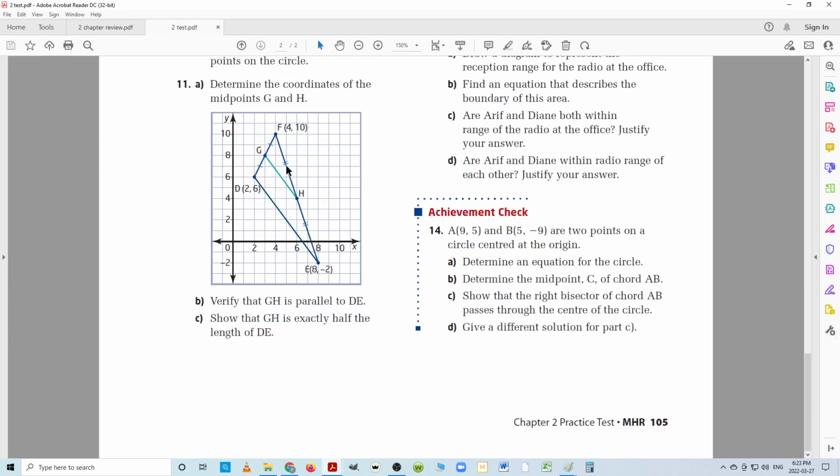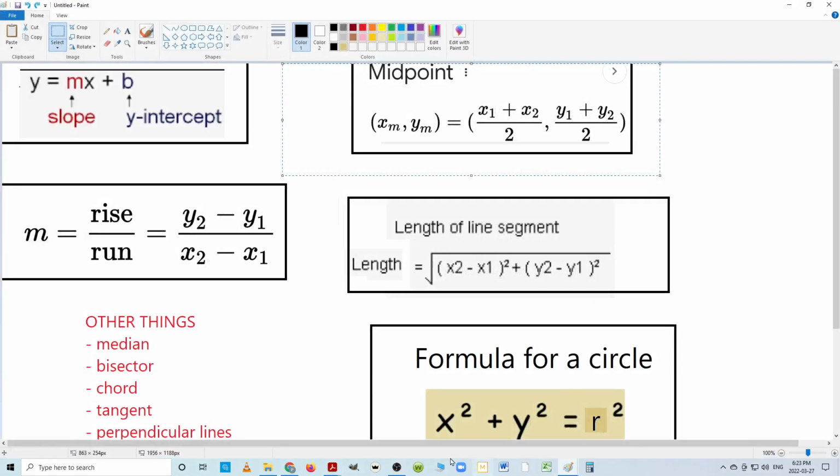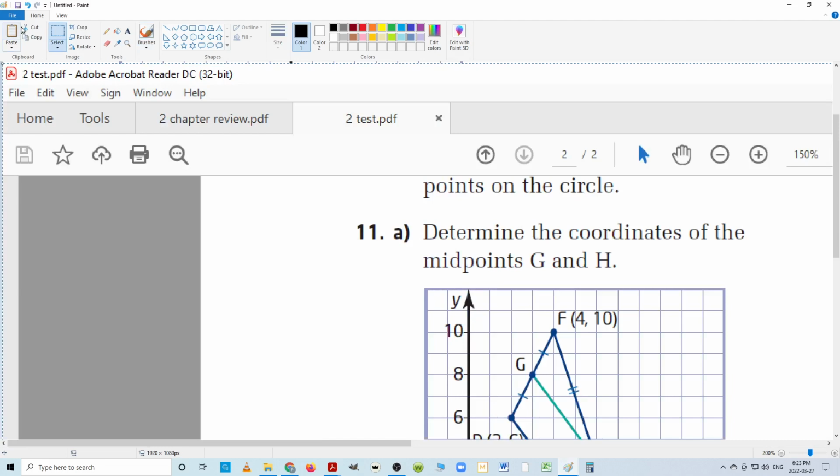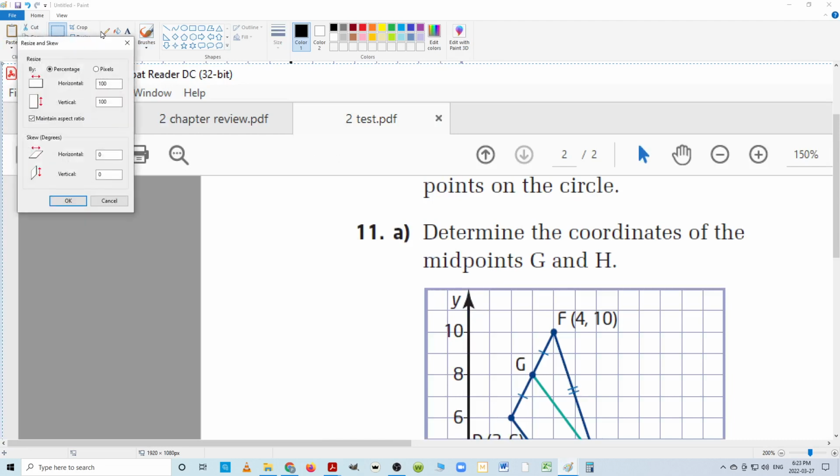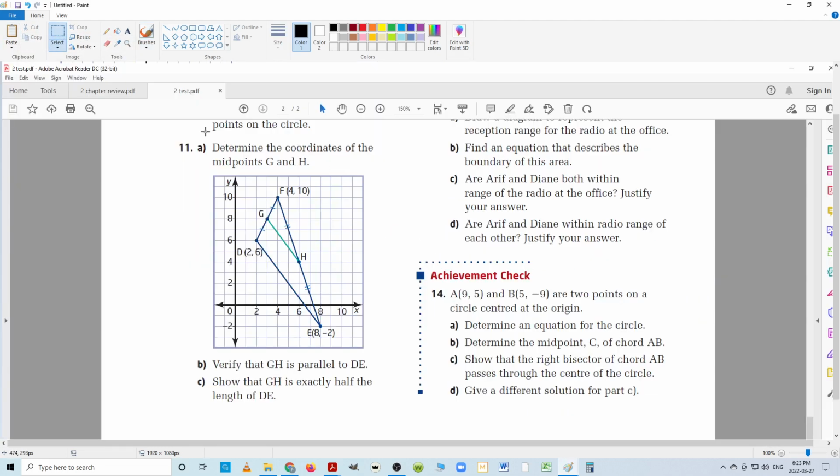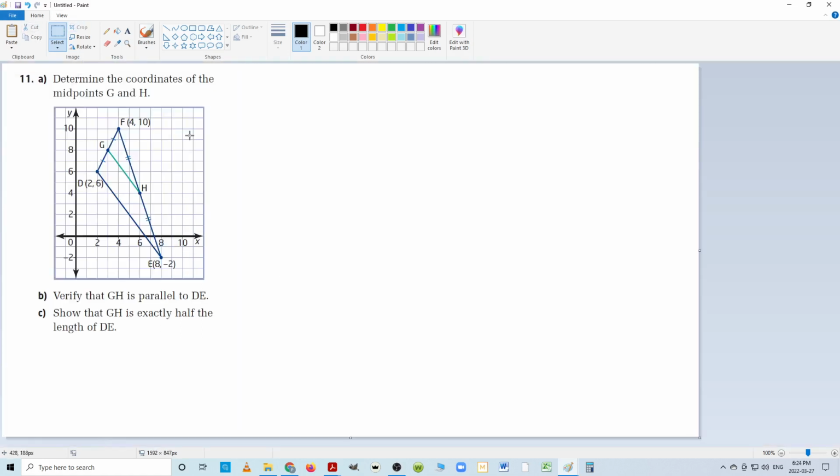Determine the coordinates of midpoints G and H. Well, midpoints, you just use that. Verify that GH is parallel to DE. Well, I would then have to find the slope of GH and compare it to the slope of this. Show that GH is exactly half the length. I would have to find the length of that. Okay. And just pull up your formulas each time. Racing through this is probably really good to say, can I answer that? Do I know how to answer that? And then spot the ones that you can't.